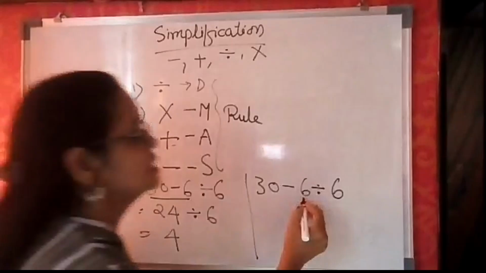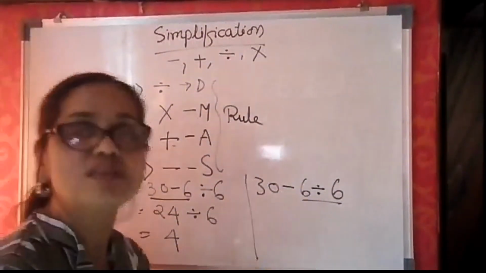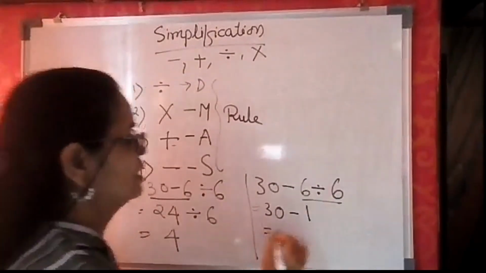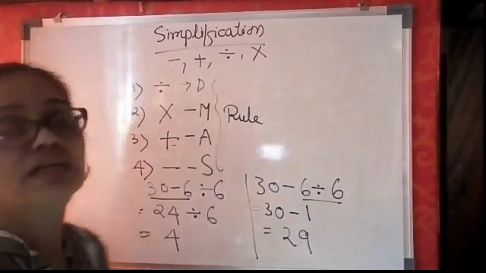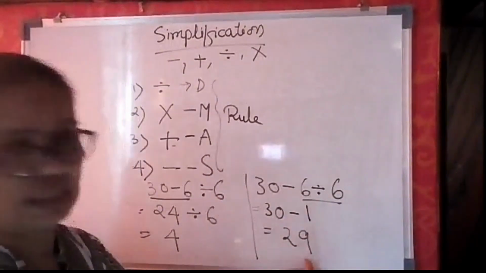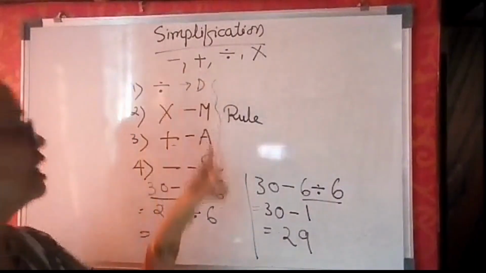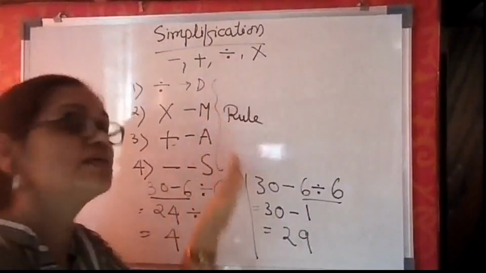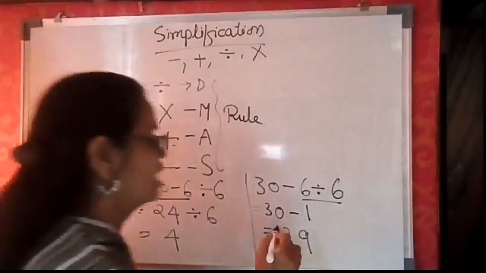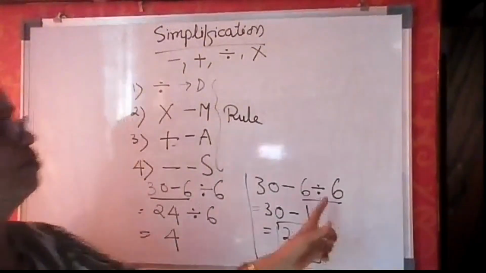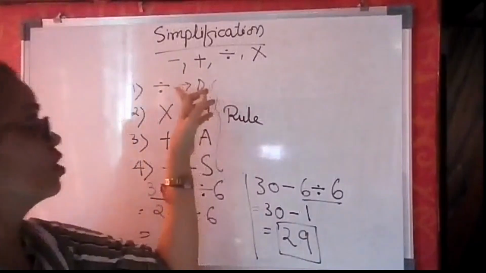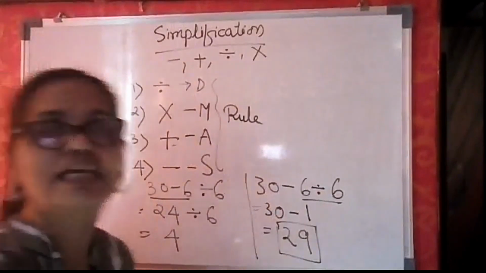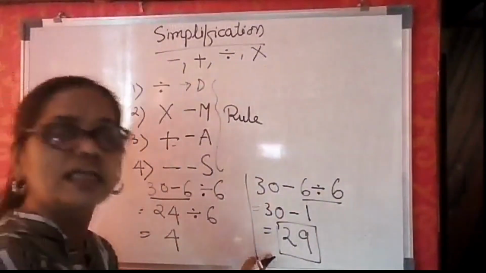Let us check by this. I will do first this operation 6 divided by 6. When I divide this, my answer is 1, and this gives 29. Now you tell me, is 4 the correct answer or 29 the correct answer? According to the DMAS rule, and for simplification we are following this DMAS rule only, our correct answer is 29, because we have to always solve the sum with division first, then multiplication, then addition and then subtraction. So 29 is the correct answer.